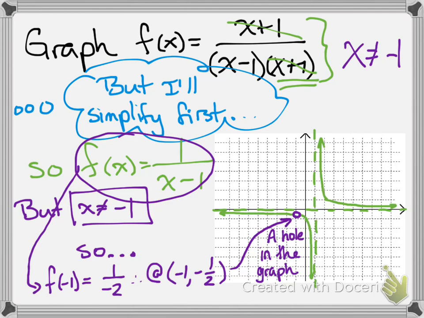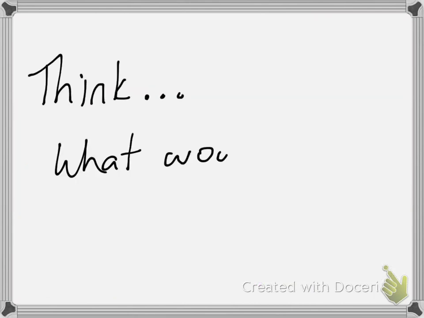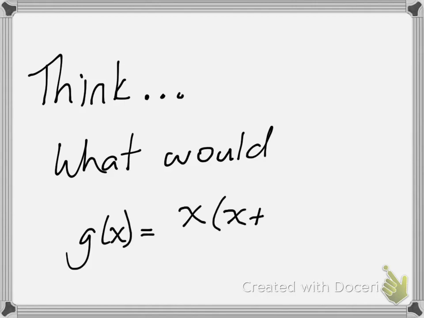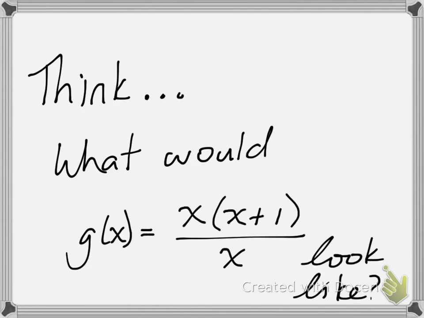So whenever we cancel out a numerator or denominator, we can go ahead and graph the simplified function, but we have to remember the restrictions and the fact that it creates a hole. So what I'd like you to do is think about what the graph of x times x plus 1 over x would look like. Okay, so think about that and be prepared for tomorrow.